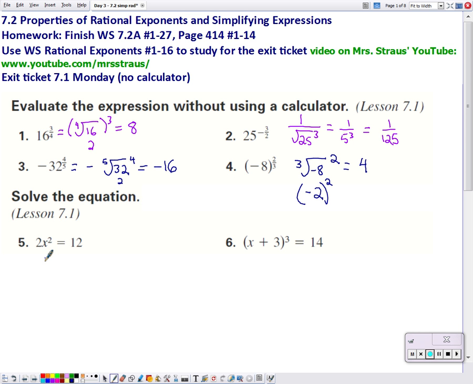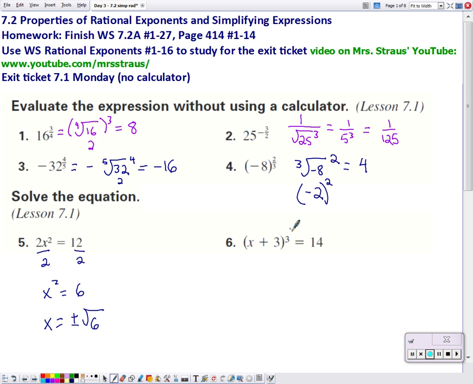Number 5, to solve this equation, we're going to divide by 2, and that gives us x squared equals 6. I'm going to take the square root of both sides, and because the square root is an even root, it's going to be x equals plus or minus the square root of 6.